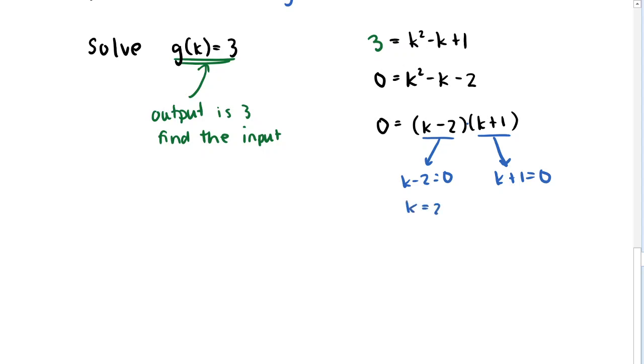So k is equal to 2 or k is equal to negative 1 are going to be solutions, and these are values of k that lead to an output of 3. And I would encourage you to check this out, plug in these values and confirm this yourself.